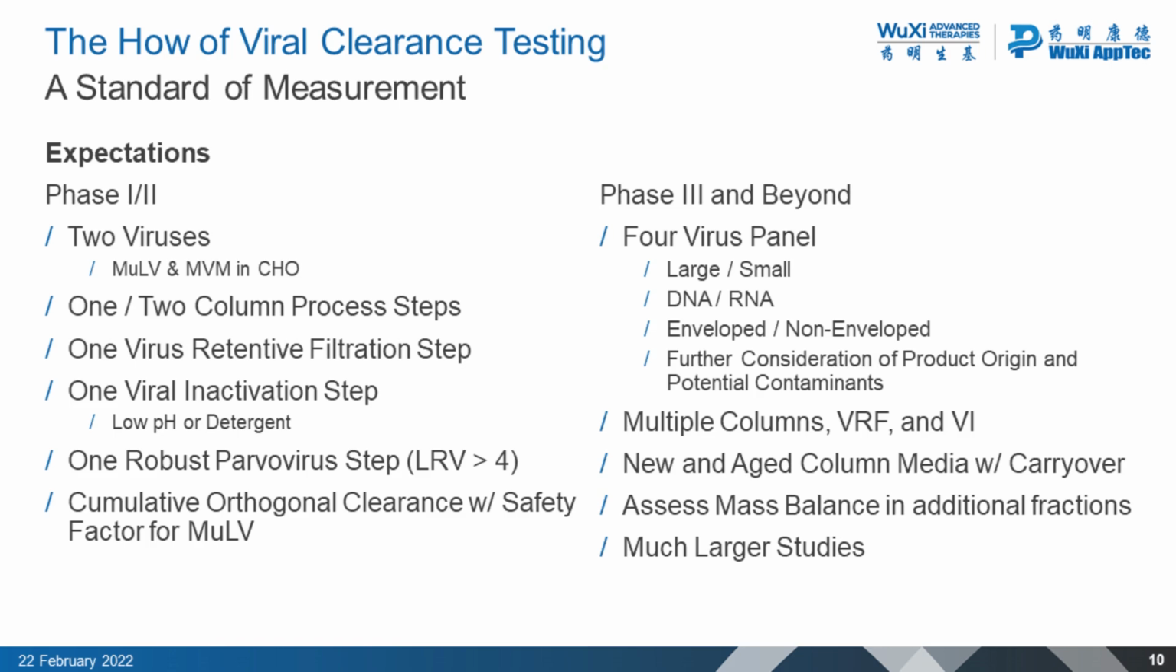We also do assess the mass balance by testing additional fractions. For your phase 1 and phase 2, generally we're only going to be looking at your product containing fraction for chromatography. For your phase 3 studies, you're going to be looking at most of your fractions for washes, strip samples, sanitization, etc. And these studies are also much larger, and they do take a decent amount of time longer to not only develop the protocol, but as well to execute the actual spiking studies.